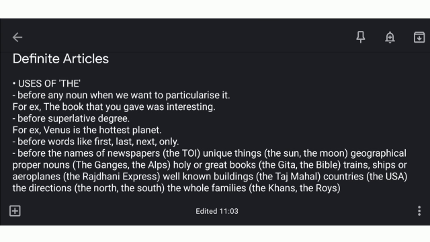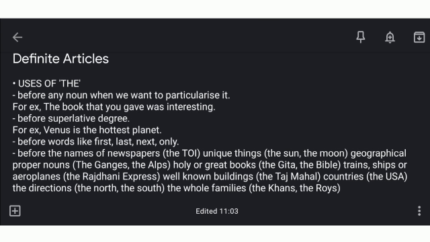So like this, we point out the nouns so that we get to know that we are talking about that particular thing. Next use, before the superlative degree. There are three types of degrees: positive, comparative, and superlative. Superlative is the highest degree. So in that case, we use the. For example, Venus is the hottest planet. Hot, hotter, hottest. Hot is positive, hotter is comparative, and hottest is the superlative degree. Because hottest is the superlative one, before that we write the.